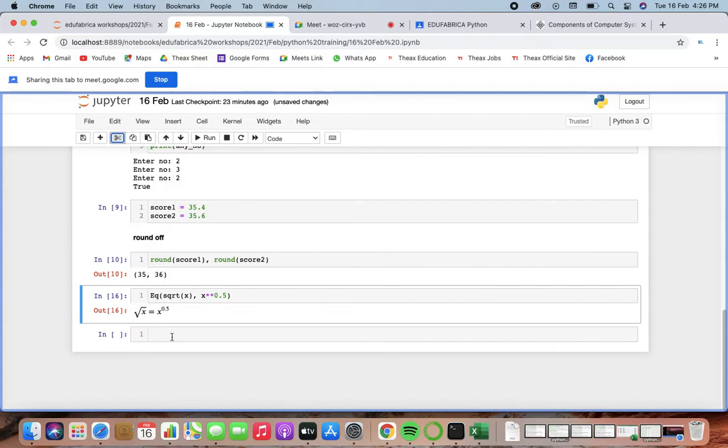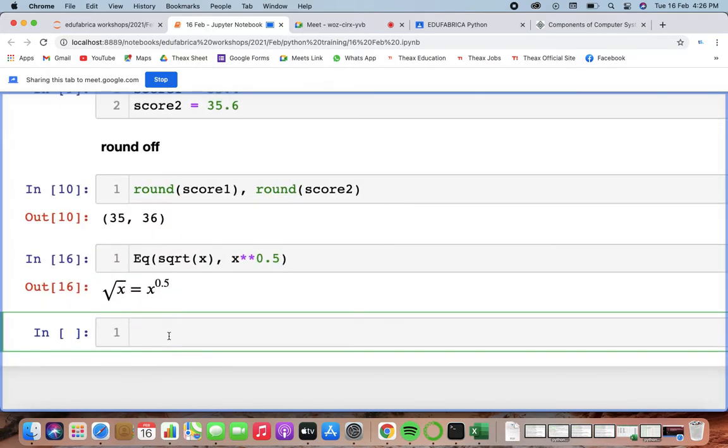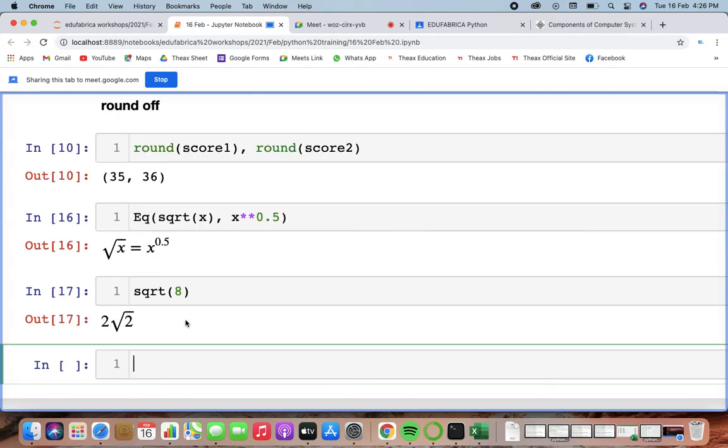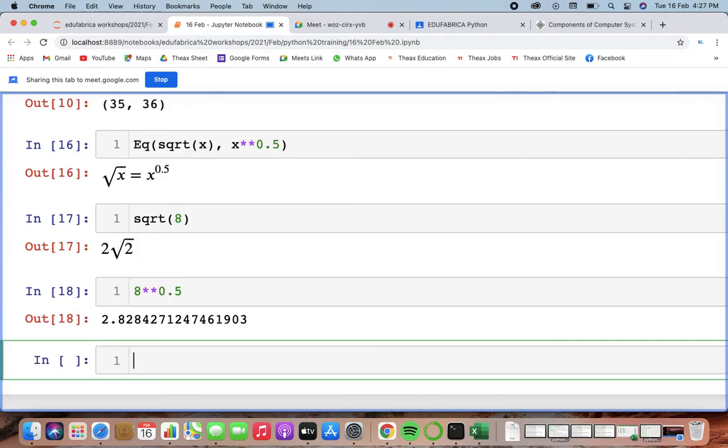Right. So let's say I ask you to find the square root of 8 in mathematical terms. How will you find it? Very simple. Under root of 8 means the square root of 8, which will be 2 root 2, obviously, right? But to get the values in numerical terms, what we need to do is find 8 to the power of 0.5 or 8 to the power of 1 by 2.